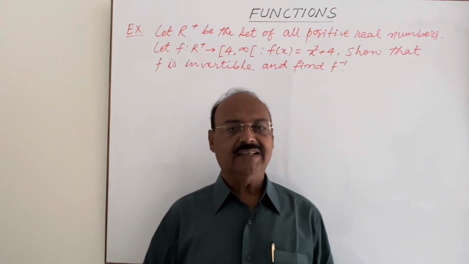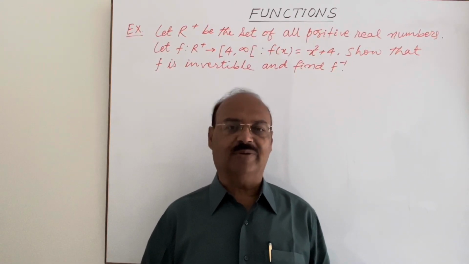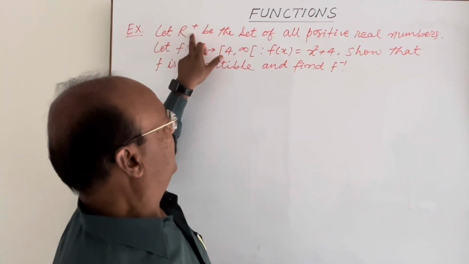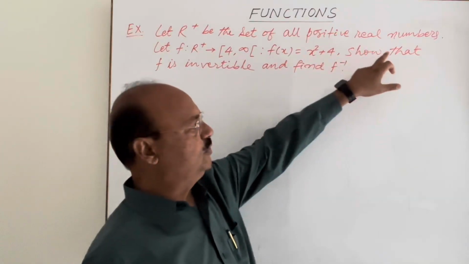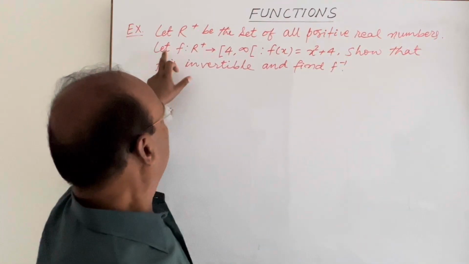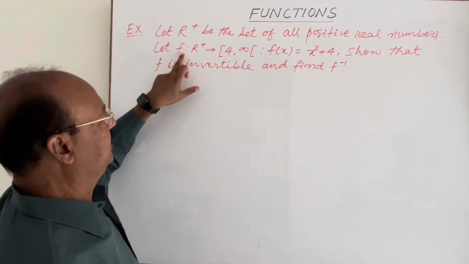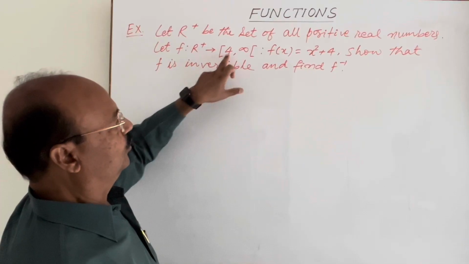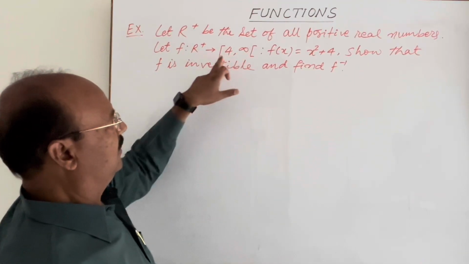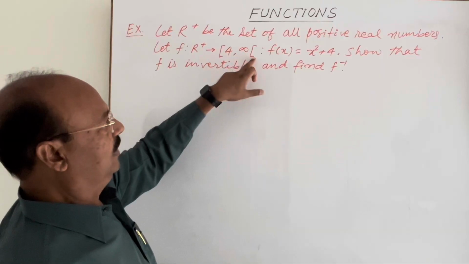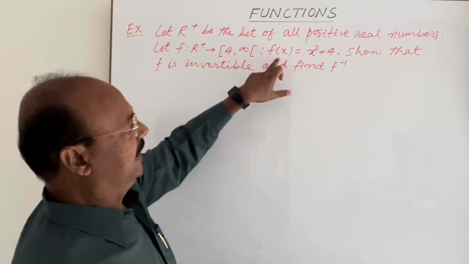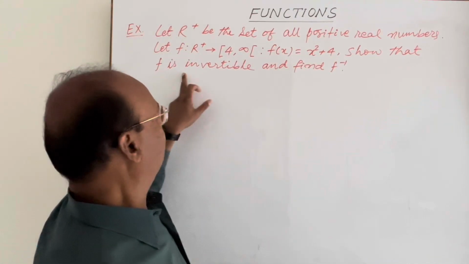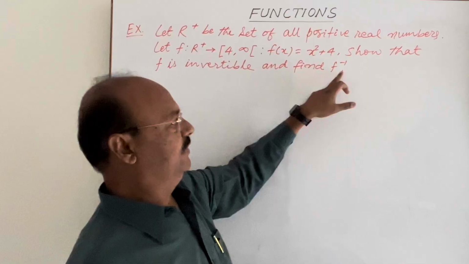Here we are discussing an interesting and important question from the chapter functions. The question is: let R plus be the set of all positive real numbers and function f is defined from R plus to the interval [4, infinity). Here this interval is closed at 4 and open at infinity, and f(x) is defined as x square plus 4. Show that f is invertible and find f inverse.